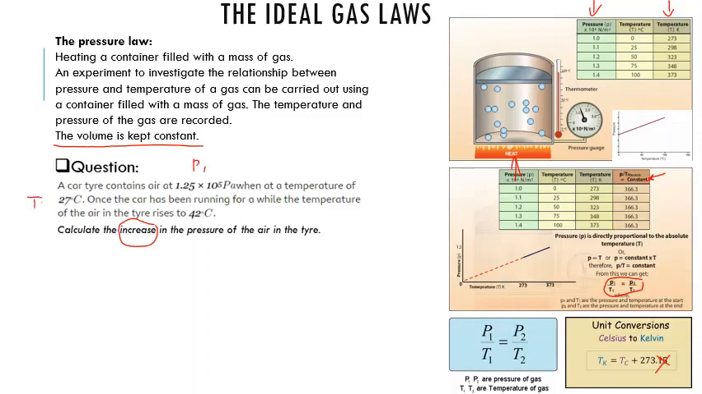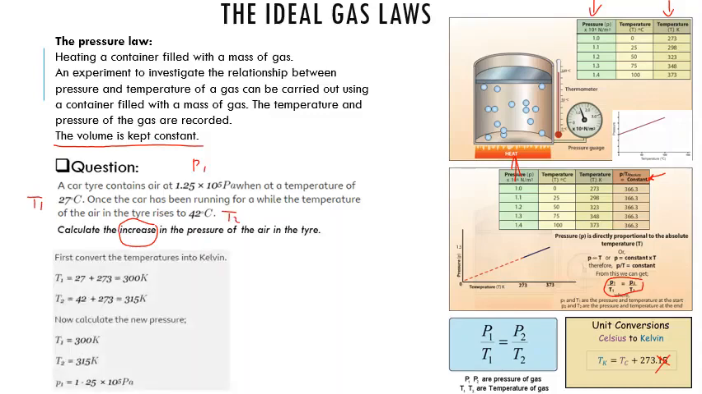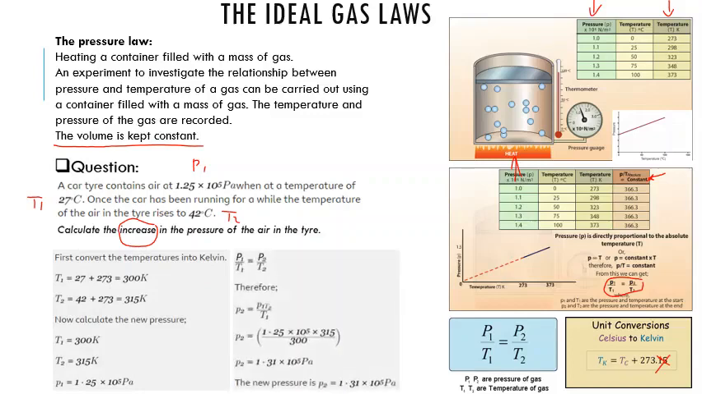The first thing that we can say is that this is definitely P1. This is T1, and here I have T2. The thing is, there must be a first step. What is step number 1? Correct. Changing Celsius to Kelvin. So you have to change these temperatures. Once you have them in Kelvin, you can move on to finding the second pressure P2 using this equation. You plug in the numbers and you calculate the new pressure, which is 1.31 times 10 to the power of 5.